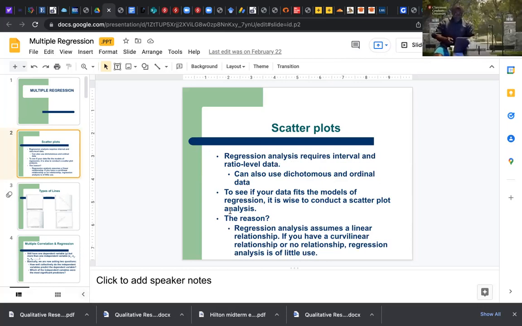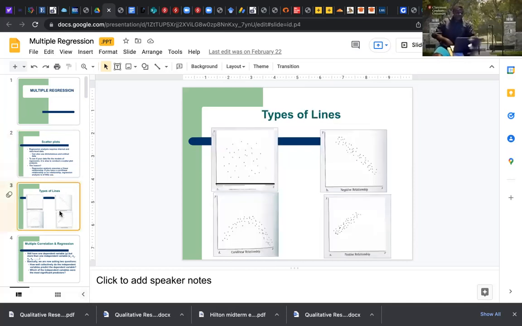You see, which is a kind of descriptive reason. The regression assumes a linear relationship. If you have a curvy relationship, regression analysis is of little use. So these are some of the assumptions you need to make.